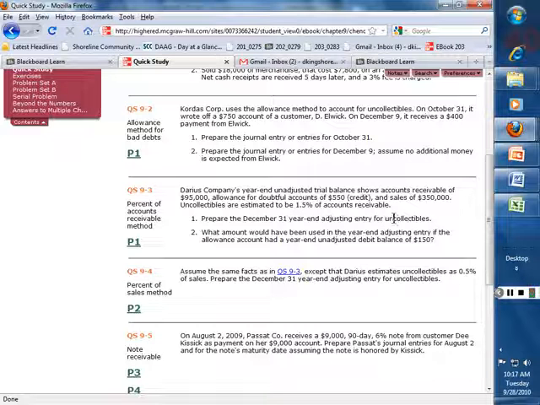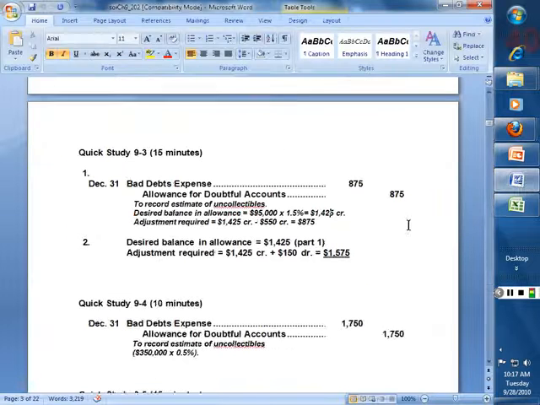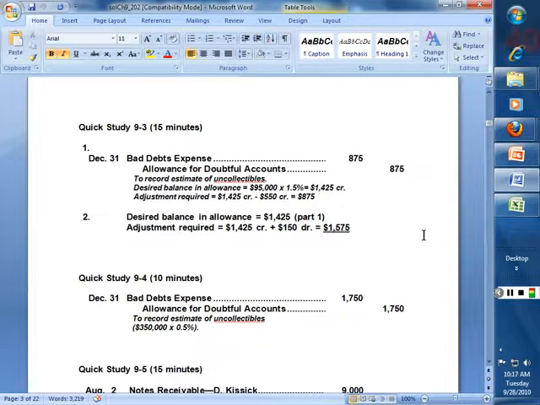So, in the solution here, we have Quick Study 4. The calculation is $1,750. You don't care. You can put a debit balance in the allowance, a credit balance. You can change the numbers. It doesn't change your journal entry because you declared that you were going to have $1,750 bad debt expense, and away you go.